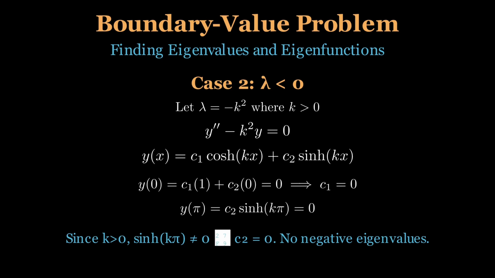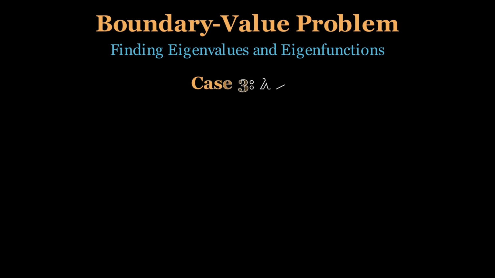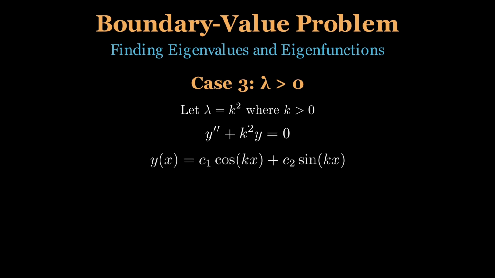Finally, let's look at case 3, where lambda is positive. Let lambda equal k squared. The roots of the characteristic equation are imaginary, giving a general solution of c1 cos kx + c2 sin kx.